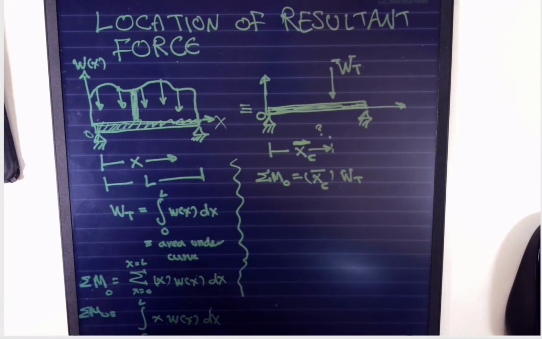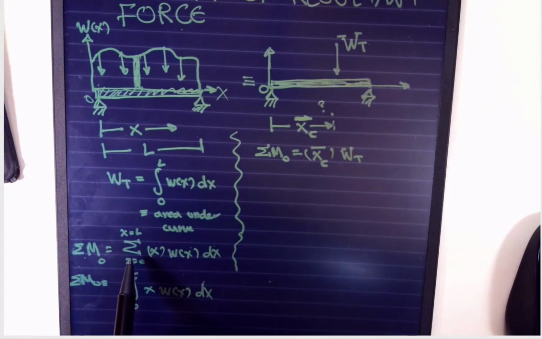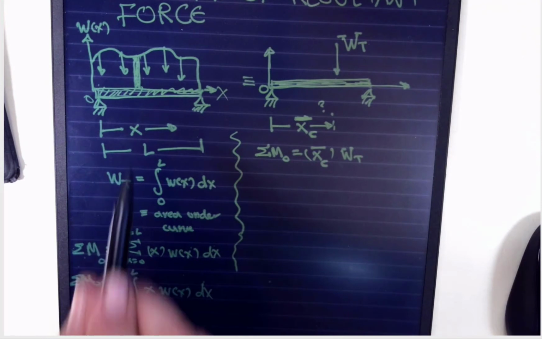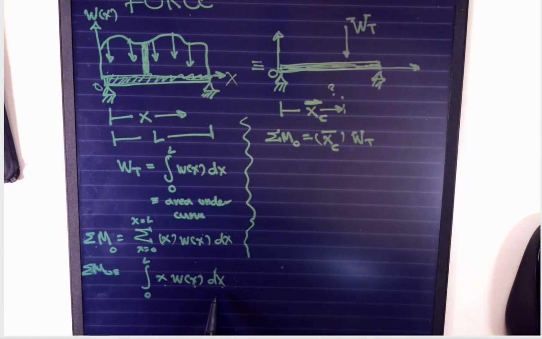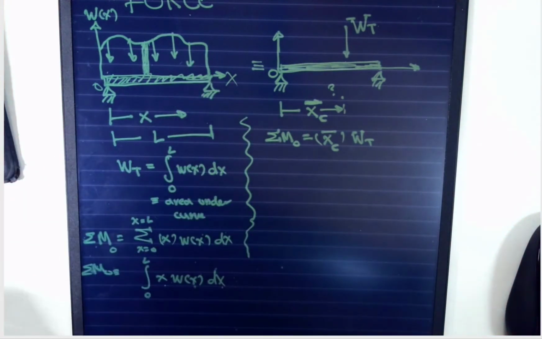Now if I want to reduce this into something much more understandable, instead of summing a very large number of small fragments, I can represent that with integration and say that the total moment produced by this distributed load is simply the integration from 0 to L of x w(x) dx. And that will give me the total moment of this distributed load.